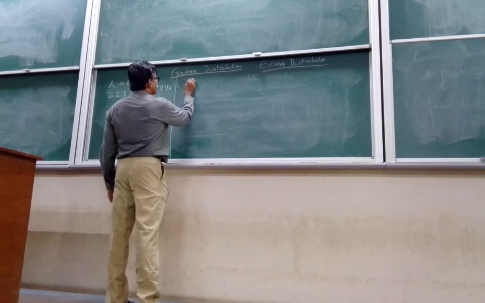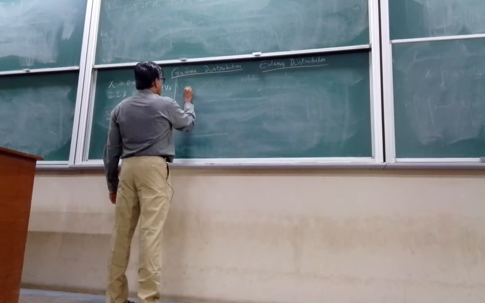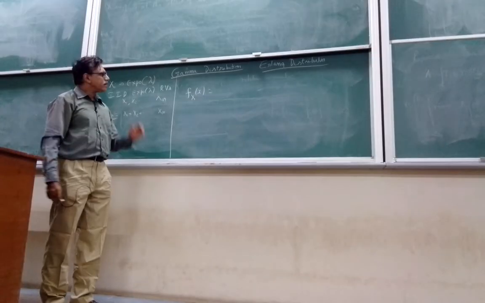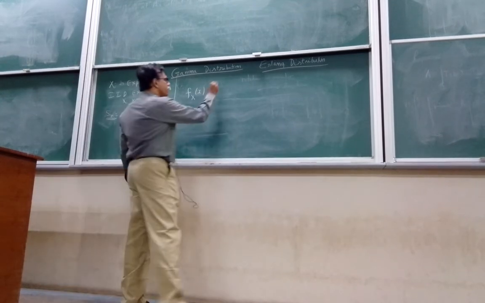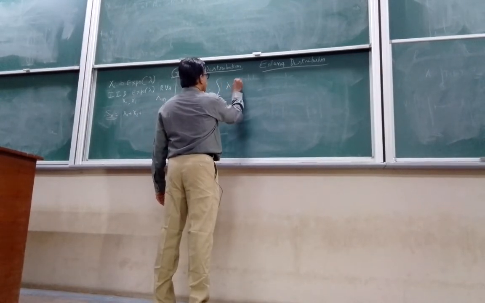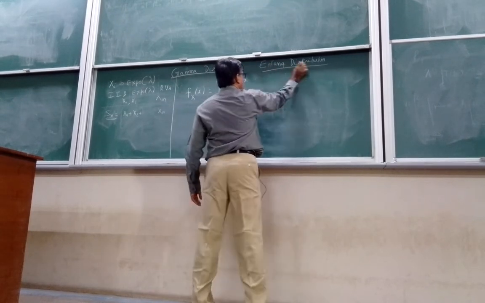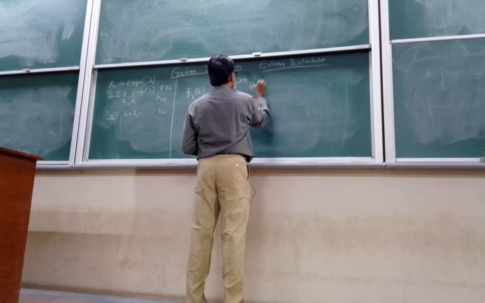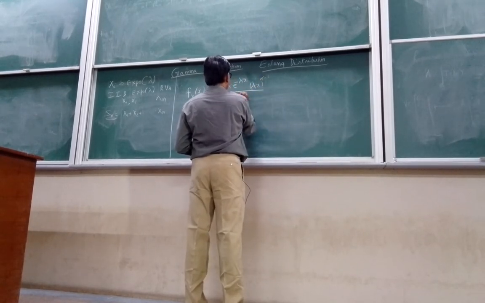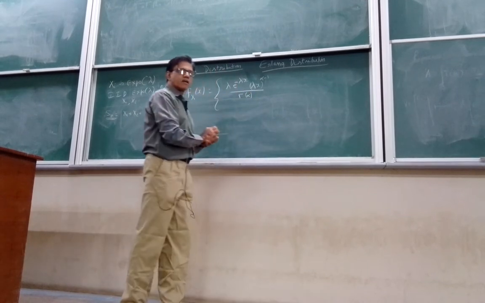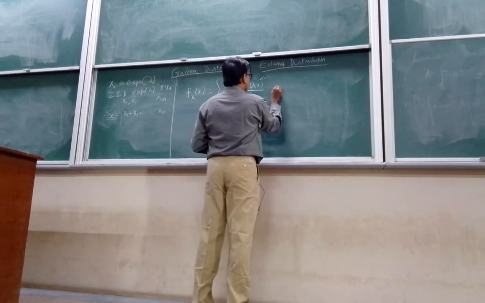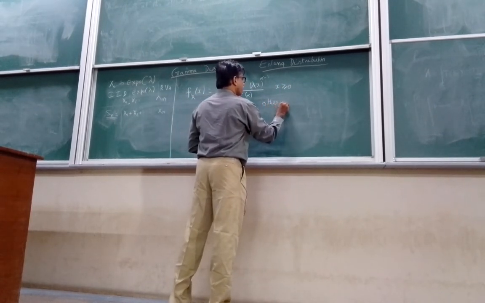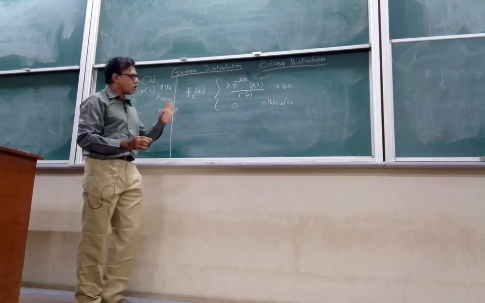So let us say if a random variable X has a gamma distribution, then its density function is given by lambda e power of minus lambda x, times (lambda x) power alpha minus 1 divided by a function called gamma of alpha, for x greater than or equal to 0, and 0 otherwise.